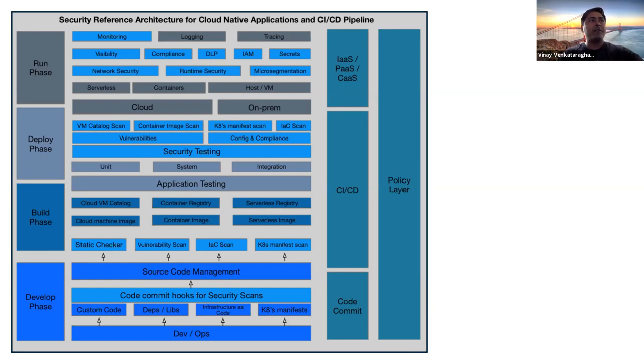So I've identified four distinct phases, which I think we'll all agree with: develop, build, deploy, and then obviously the run phase. In this particular view, which is the best practices view, and the next slide talks about an operationalizing view, here's how your code is being developed. You have different types of code: custom code, and the dependencies that you're pulling in. You also have infrastructure as code, which is your Terraform templates, your CloudFormation templates, ARM templates, as well as all aspects of your application represented as Kubernetes manifests, for example.